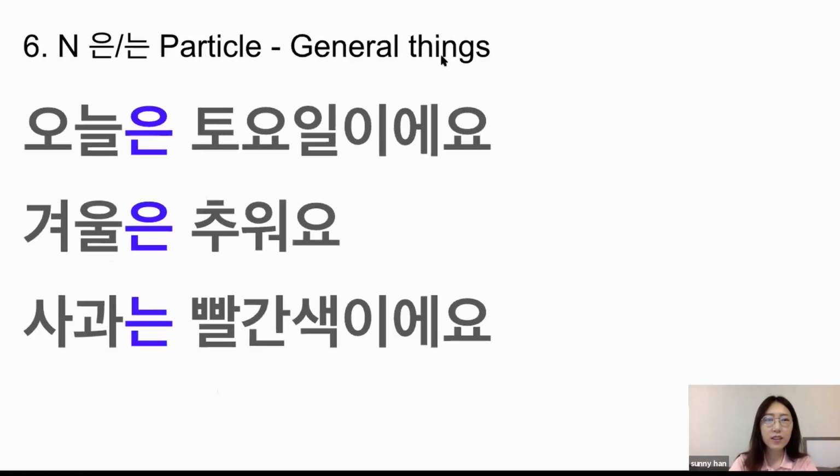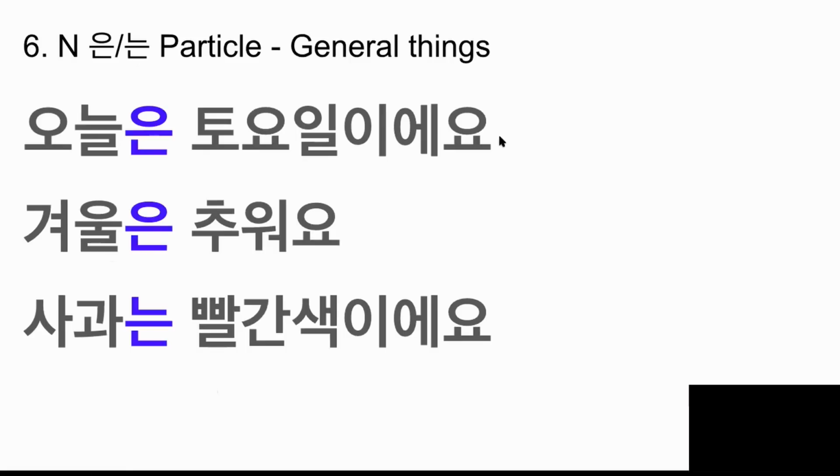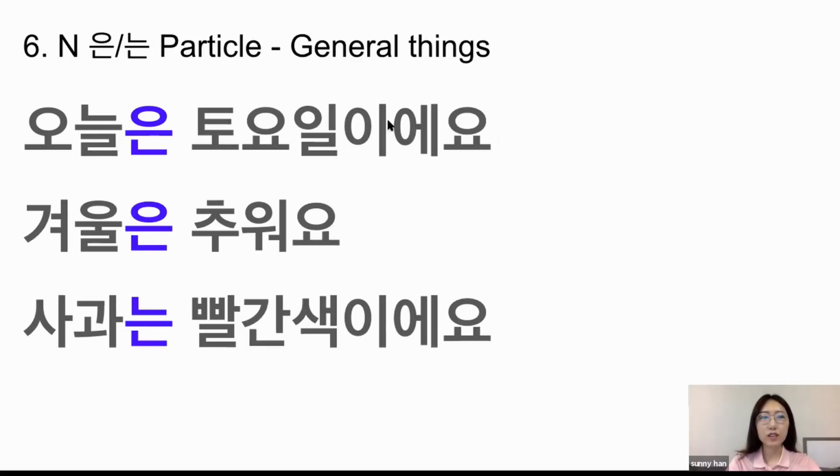Okay, general things. 은는 for general things. 오늘, today, 토요일, Saturday. So, 오늘은 토요일이에요. 오늘은 토요일이에요. Good.